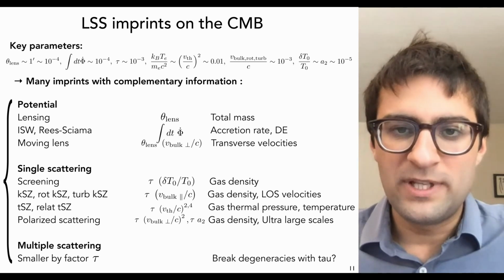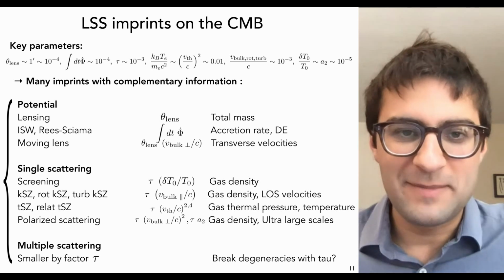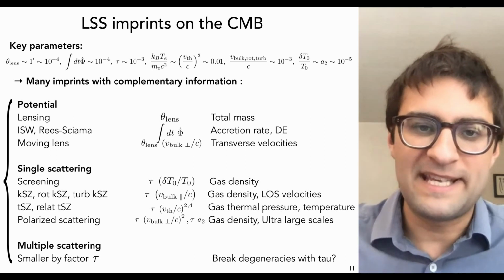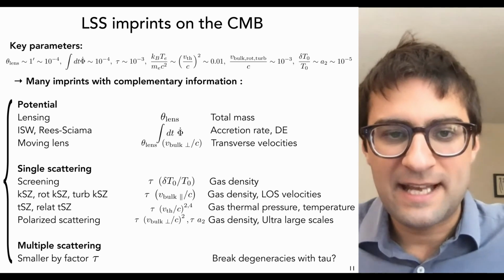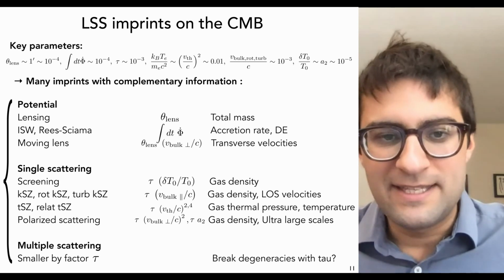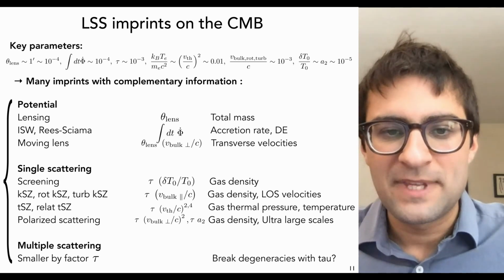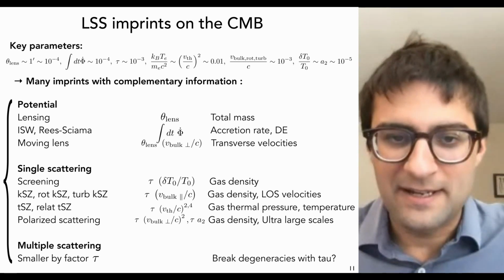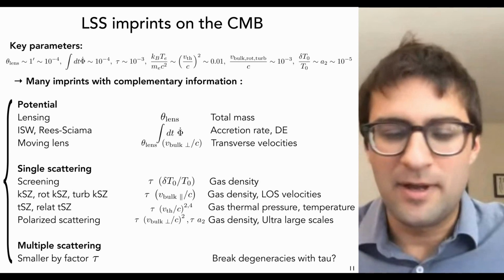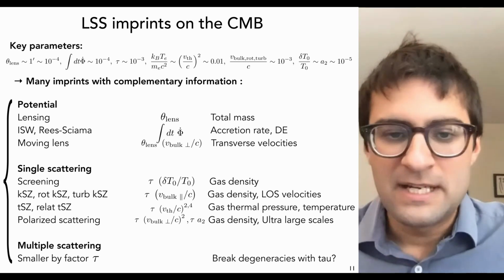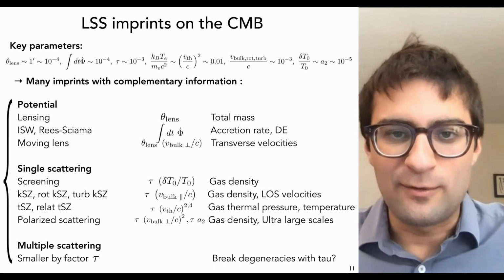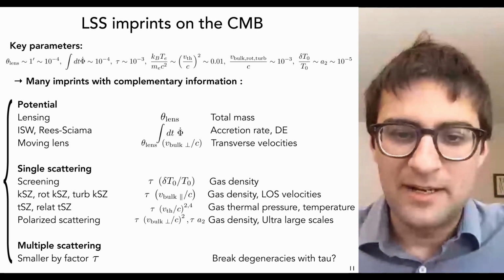And so when you take products of all of those dimensionless numbers, you generate basically two classes of CMB secondary anisotropies. The first class has to do with potential effects, so the effect of the gravitational potential, and these include lensing, the integrated Sachs-Wolfe and the Rees-Sciama effects, and things like the moving lens effect, also called the Birkinshaw-Gull effect. Other CMB secondary anisotropies involve Thomson scattering.